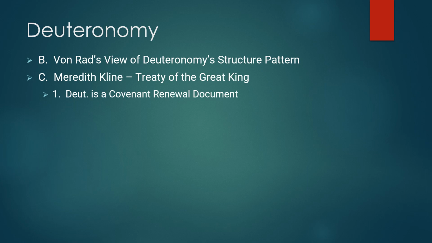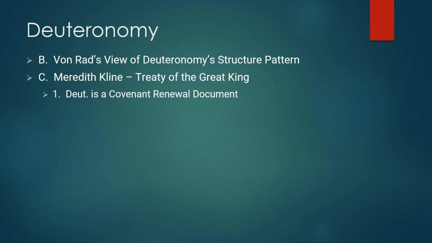So, number 1 is a statement of Kline's thesis. And on page 28 of his Treaty of the Great King, he says, and I'm quoting here, "The position to be advocated here is that Deuteronomy is a covenant renewal document which in its total structure exhibits the classic legal form of the suzerainty treaties of the Mosaic age." End quote. I think that sentence gives you his thesis.